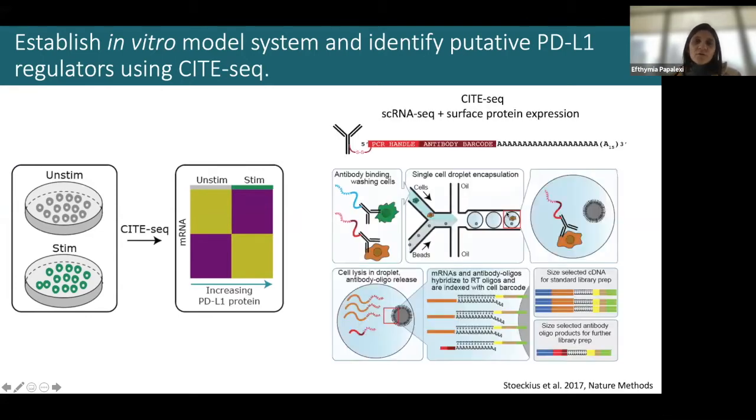So for those of you who are not familiar with CITE-seq, CITE-seq is a single cell RNA sequencing technology that allows for surface protein measurements from single cells as well. The way we're able to measure surface protein expression with CITE-seq is by taking an antibody and conjugating it to a DNA barcode that has a poly-A tail.